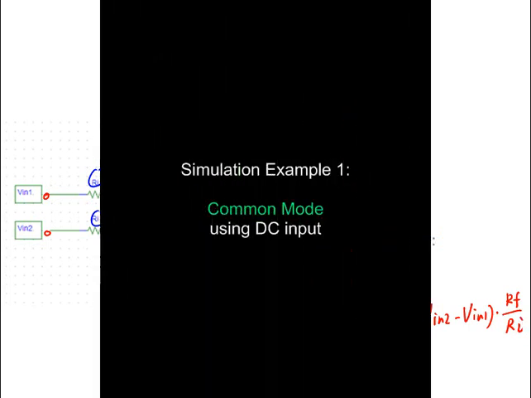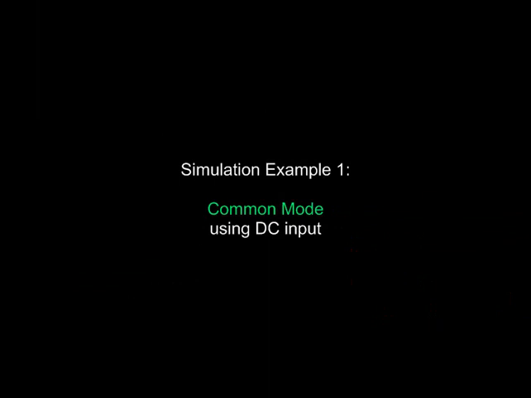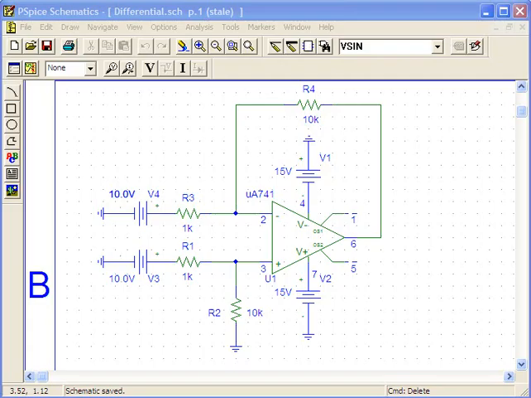The following examples will help us better understand the differential amplifier. The first one is the common mode. This is a functional schematic. You can see that the op-amp is properly powered, and both of the input signals are 10 volts. That's the meaning of the common mode.